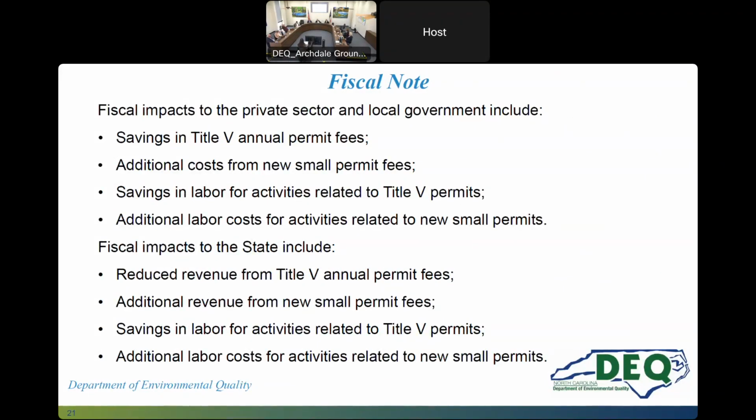So the fiscal impacts to the private sector and local government. And to clarify, by local government, we refer to the 4 of the 18 facilities that are owned by local governments. And these impacts include savings in Title V annual permit fees, but also additional costs from new small permit fees, savings in labor for activities related to Title V permits, but also additional labor for activities related to new small permits. And then fiscal impacts to the state include reduced revenue from Title V annual permit fees, but additional revenue from new small permit fees, and savings in labor for activities related to Title V permits, but additional labor for activities related to new small permits.